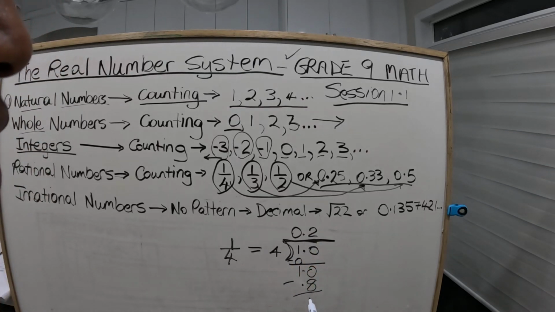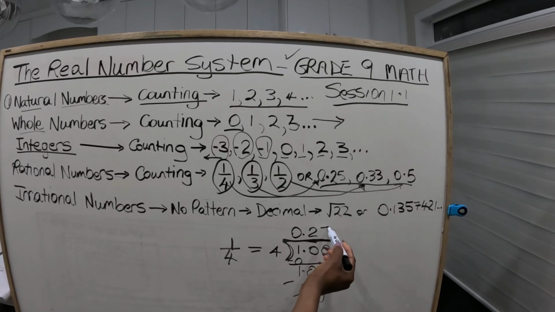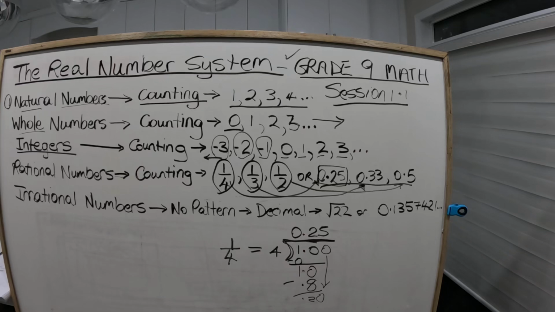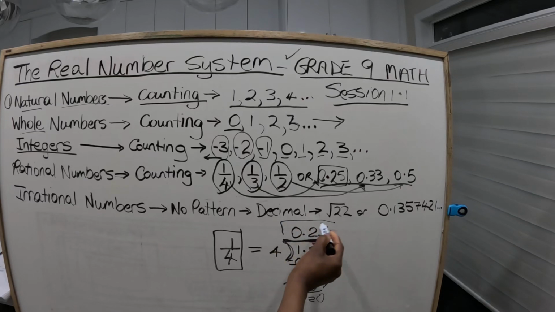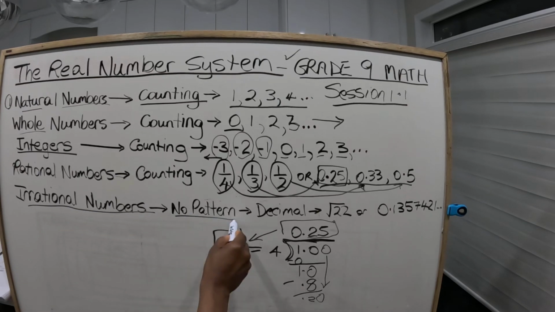You're going to subtract, and then now you're going to be left with 0.2. And then now you're going to have an imaginary 0. You're going to bring that down to 0.20. And then you're going to get 4 into 0.20 is 5. So that's how you get 0.25. So this is why a quarter is equal to 0.025. Okay?